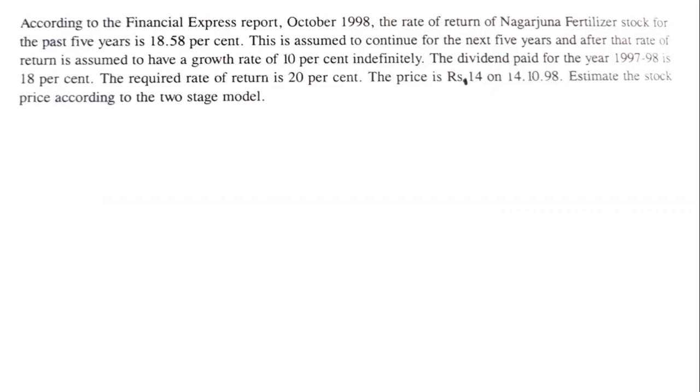According to the Financial Express report, October 1998, the rate of return of Nagarjuna Fertilizer stock for the past 5 years is 18.58%. This is assumed to continue for the next 5 years, and after that the growth rate is assumed to be 10% indefinitely. The dividend paid for the year 1997-98 is 18%. The required rate of return is 20%. The price is rupees 40 on 14/10/98. Estimate the stock price according to the two-stage model.